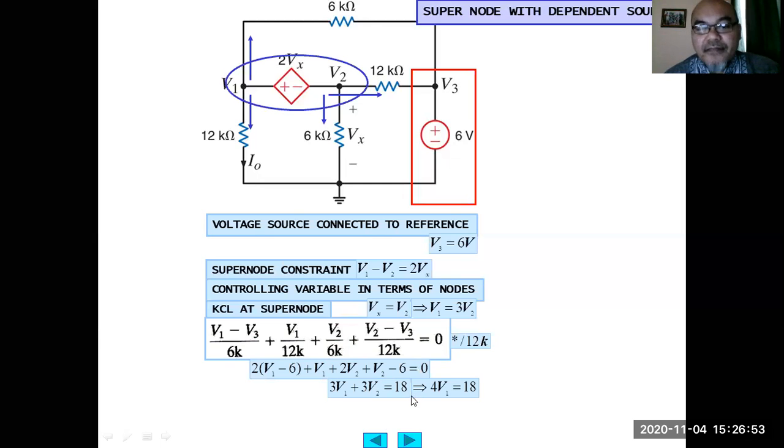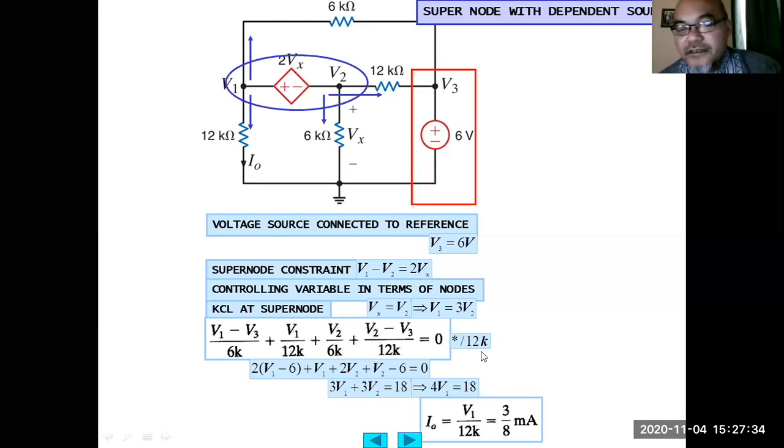If we put in the constraint equation with the controlling variable Vx equals V2, and V1 minus V2 equals 2Vx, which is 2V2, then V1 equals 3V2. We insert it here: 3V1 plus V1 gives 4 V1 equals 18 volt. So we obtain the V1 value, 18 divided by 4, or 4.5 volt.